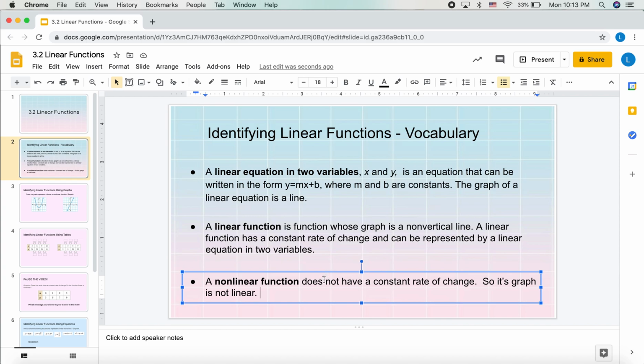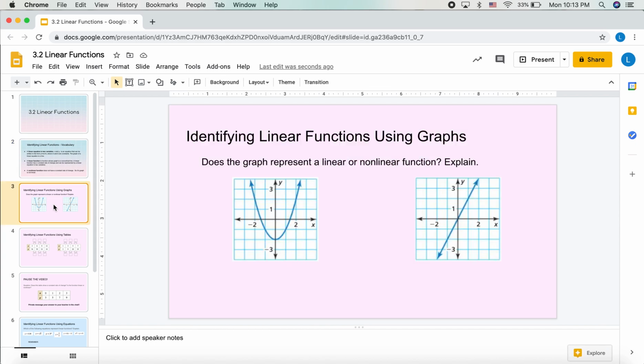So this is our vocabulary that we'll be using. We'll go ahead and look at some examples. Throughout the lesson today, we will be looking at how to identify linear functions using graphs, using tables, and using equations, which is something a little bit new in this chapter. All right, so first, let's go ahead and look at these graphs. The question is, does the graph represent a linear or nonlinear function? And we want to explain.